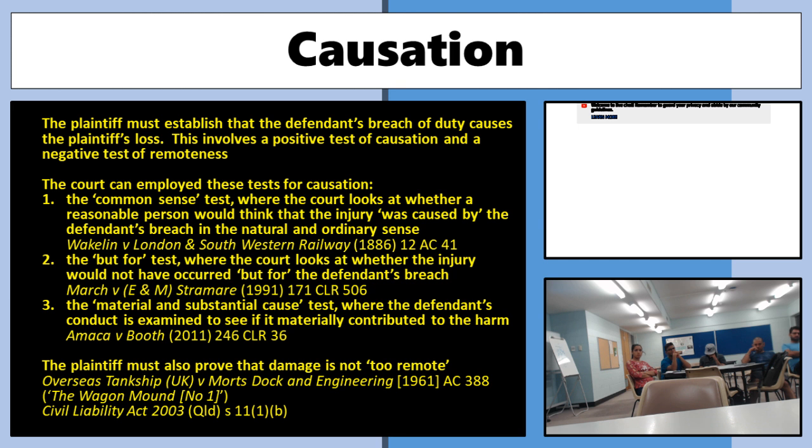It was not too remote. Even if it wasn't necessarily reasonably foreseeable, that test for remoteness, it was still a direct unbroken chain. There was no intervening act in between those things. And that's the Wagon Mound number one. So you just have to make note of this. If you're doing this test in the exam, and you'll get this question in your exam, you will have to just mention that. It'll be worth a mark.